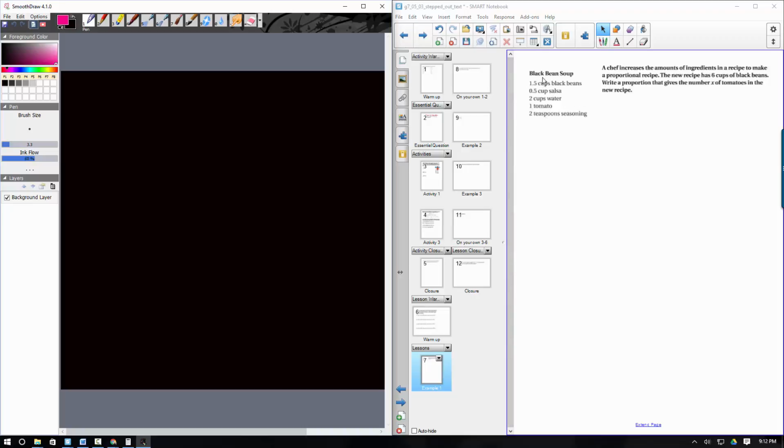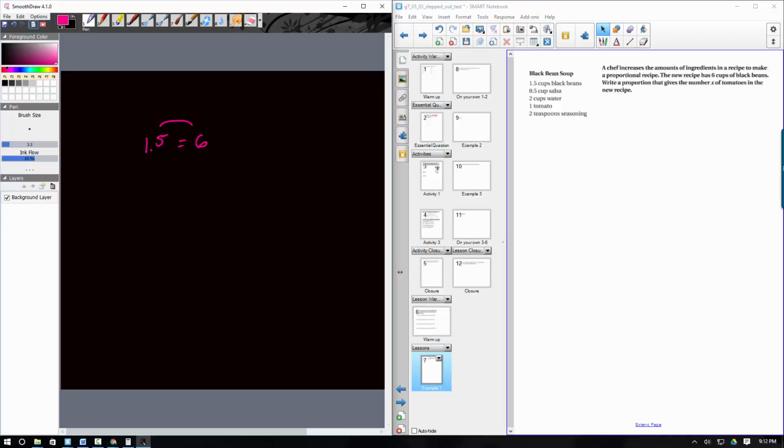So if I look here, here's my black bean soup recipe. And it says here that we want to make a new amount. We want to make this for more people. And we're going to change it so that instead of having 1.5 cups of black beans before, now it will be 6. So if I go from 1.5 to 6, right? What's that scale factor there?